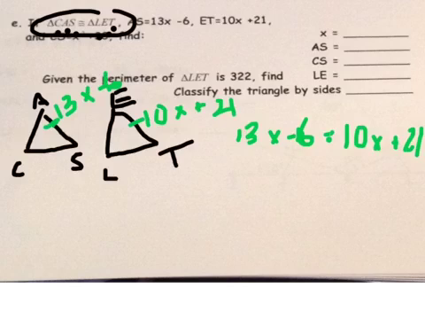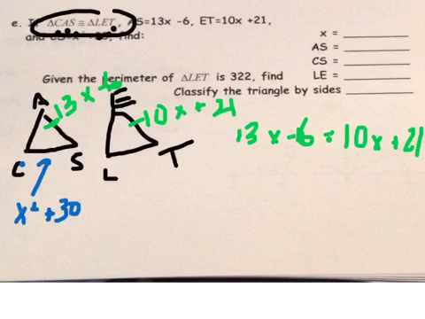I see that CS here is x squared plus 30. So let me go ahead and label that. This side right here is x squared plus 30. Okay, and that's really all the information I got there. Oh no, they do tell us, I don't think I got it. Yeah, here it is. The perimeter of LET is 322.